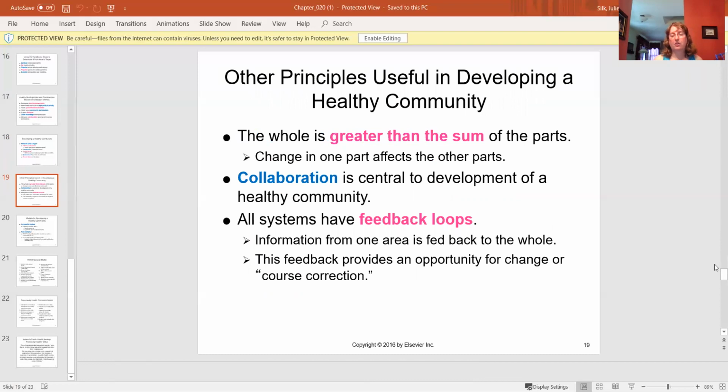Other principles that are useful in developing a healthy community. So the whole is greater than the sum of its parts. So change in one part affects all of the other parts. Collaboration is central in development of a healthy community. All systems have feedback loops, so information from one area is fed back to the whole. This feedback provides an opportunity for change or course correction.